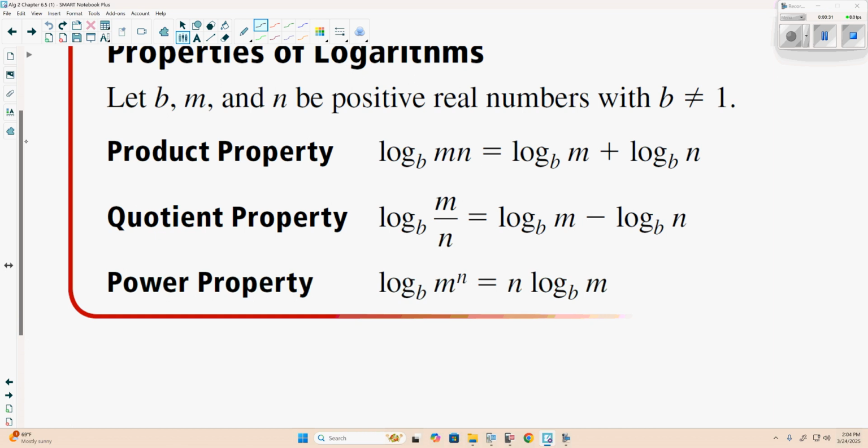power. Now, the product property says if we have two things being multiplied together inside the log, we can rewrite it as a sum of two logs. So if we have log of m times n, two things being multiplied together inside the log, we can rewrite it as log base b of m plus log base b of n.